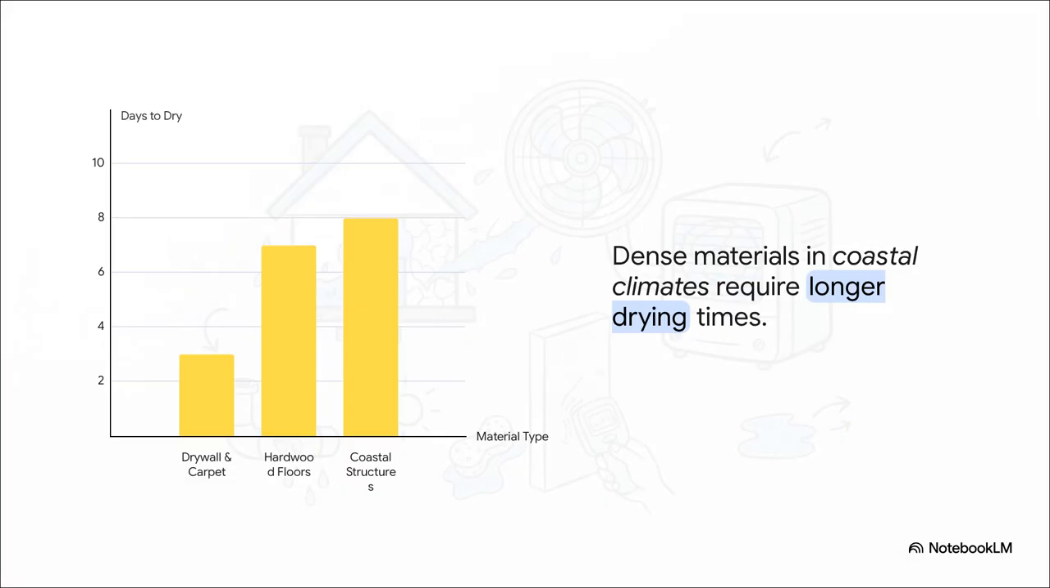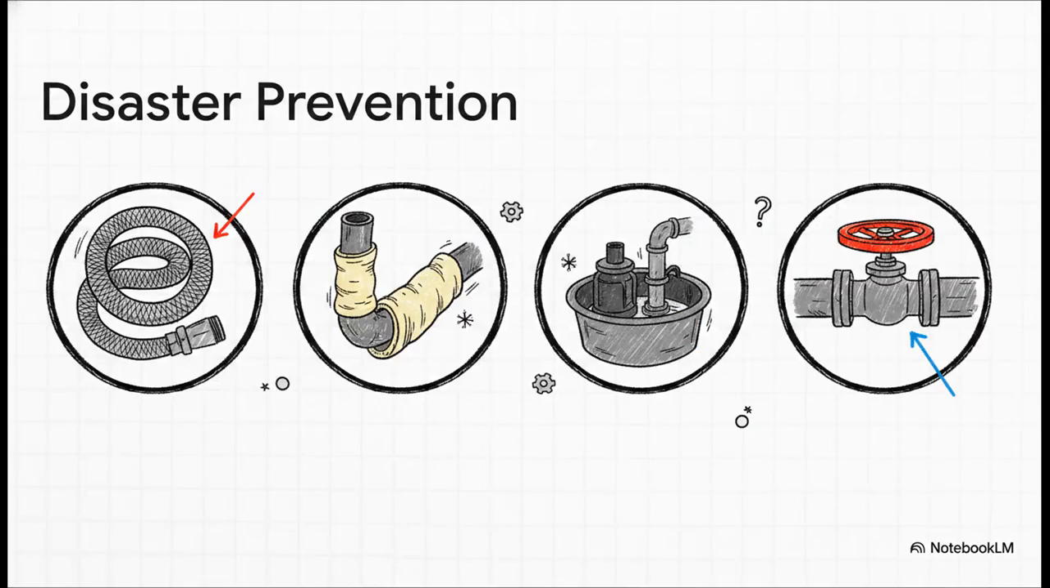Now, what's really interesting about these timelines is how wildly they vary based on what got wet. Drywall and carpet, they might take around 3 days to hit baseline dry standards. But dense materials, like hardwood flooring and concrete, take much longer, usually around 7 days. And if you factor in environmental variables, like the coastal high humidity structures we see in our Chelsea case study, drying can take 7+ days easily. If you pull the equipment out early based on a generic timeline instead of hard data, you are absolutely guaranteeing a mold problem later.